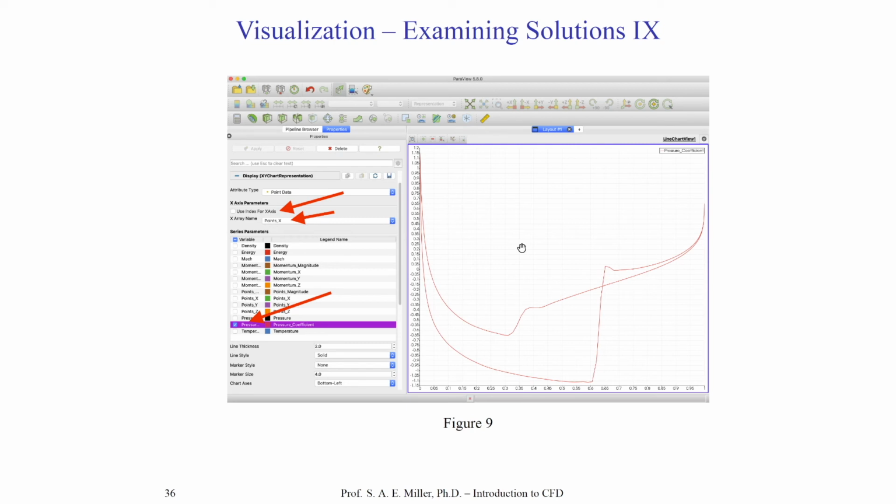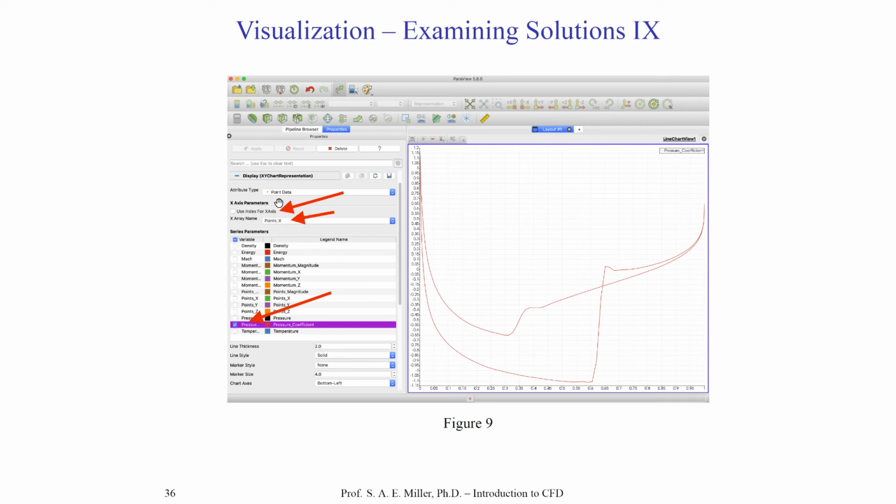We can then take this plot and make a screenshot of it, or we can go to File, Export, and create a PDF or EPS file, which will give us a vector graphic. I suggest getting into the habit of making vector graphics. You also notice it's automatically made a legend called pressure coefficient. This is a bit messy.